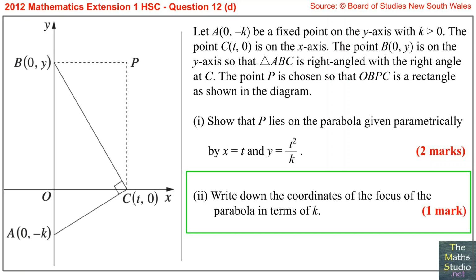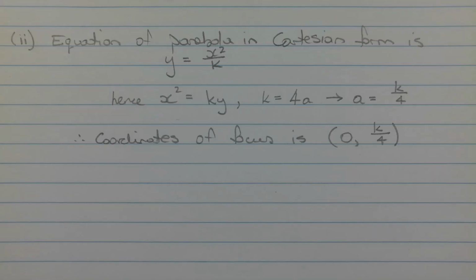Part 2. Write down the coordinates of the focus of the parabola in terms of k. Since x equals t or t equals x, the equation of the parabola in Cartesian form is y equals x squared over k. And since k is greater than 0, this represents a concave up parabola with the vertex at the origin. That means the focus is above the vertex.